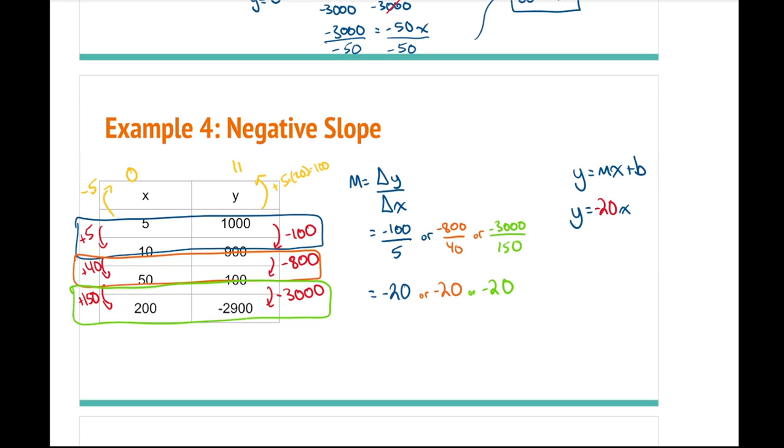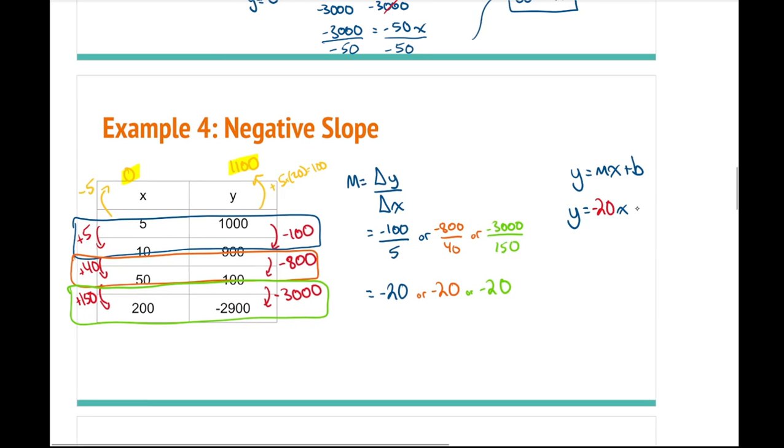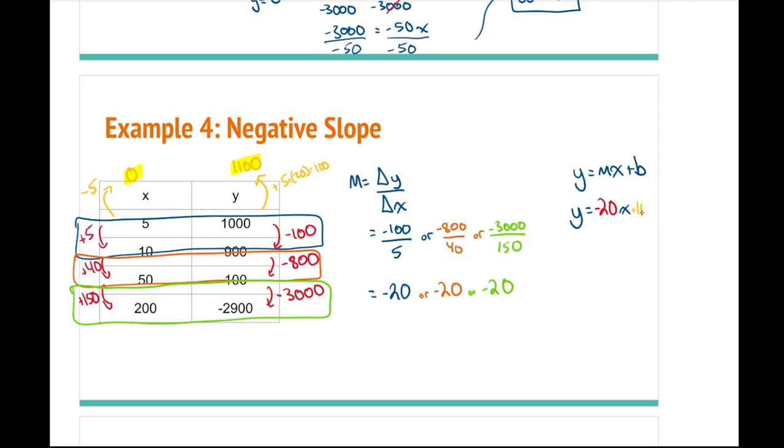So that means that my initial value, or the starting value, would have to be 1,100. So by reversing that pattern, I get a constant of 1,100. So my equation then is y equals negative 20x plus 1,100.